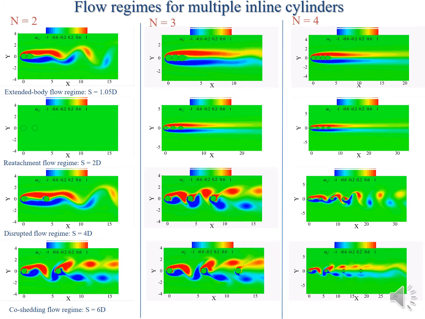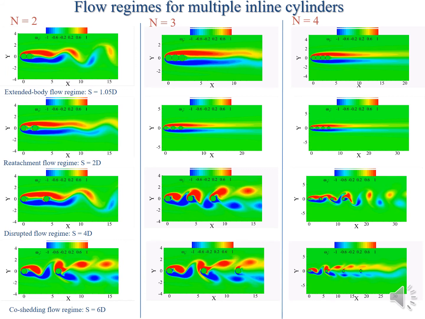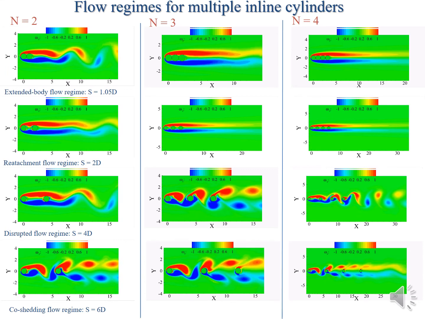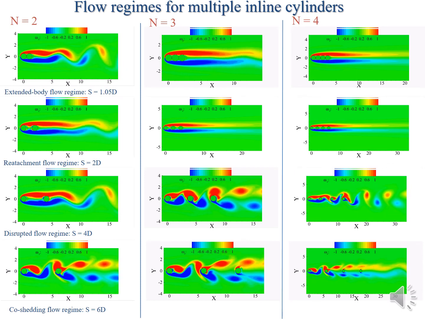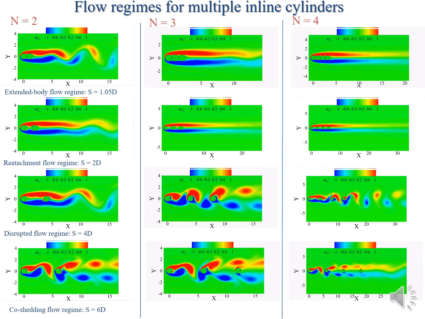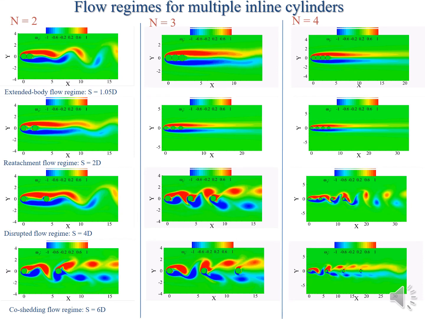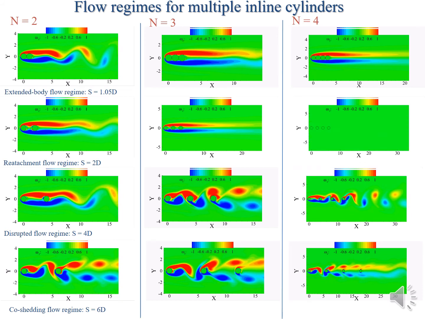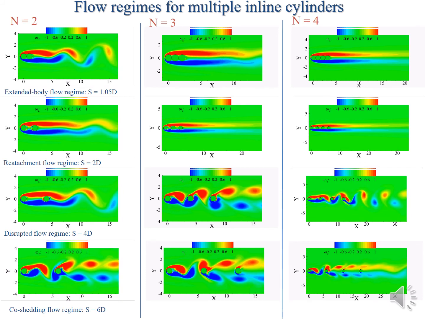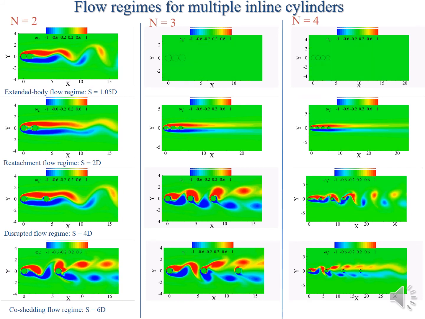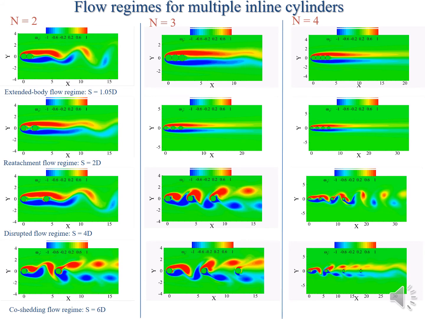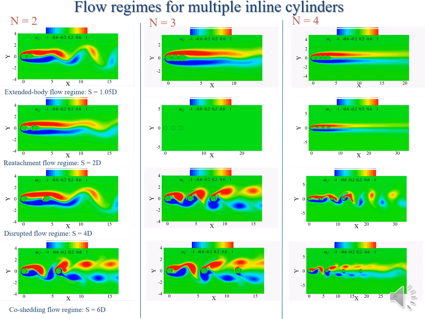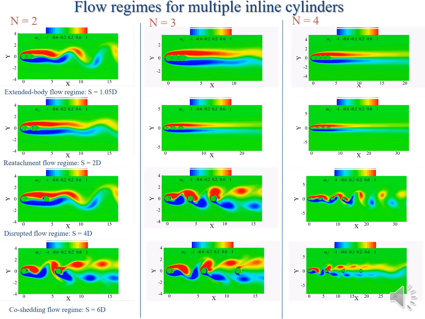If we increase the gap ratio even further, then we have the co-shedding regime, in which all the cylinders in the configuration shed vortices. And we find that in this regime, the only effect of the upstream cylinder on the downstream cylinder is that the downstream cylinder behaves like it is in a periodic flow, such that it is being impinged by the vortices from the upstream cylinder, hence shedding more energetic vortices. But apart from that, it behaves like an isolated cylinder.